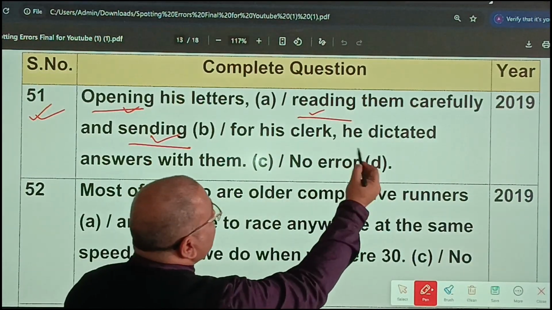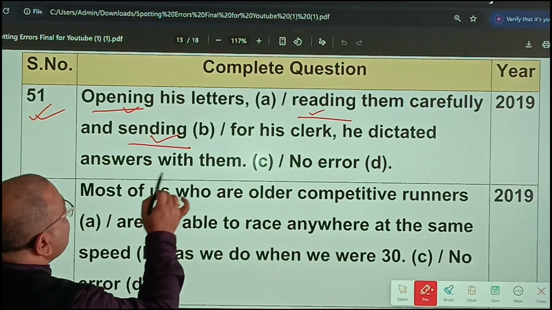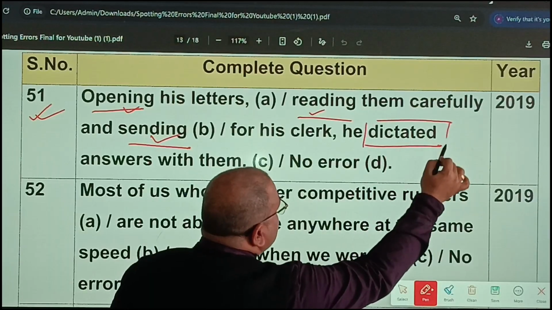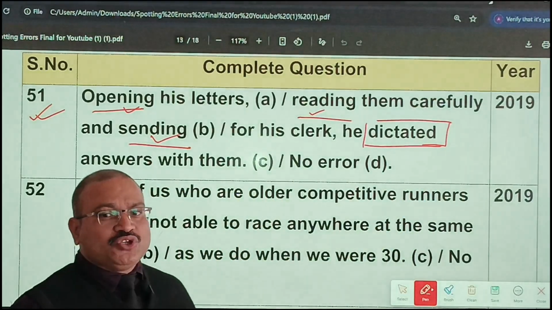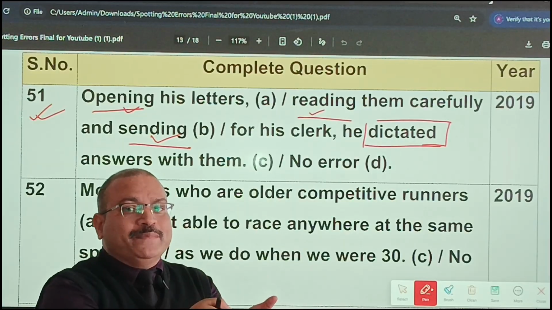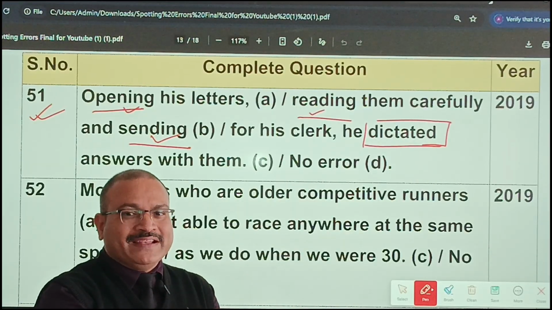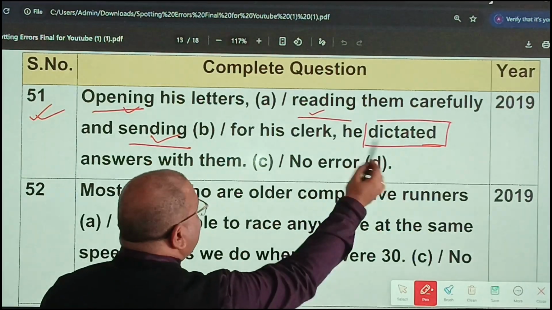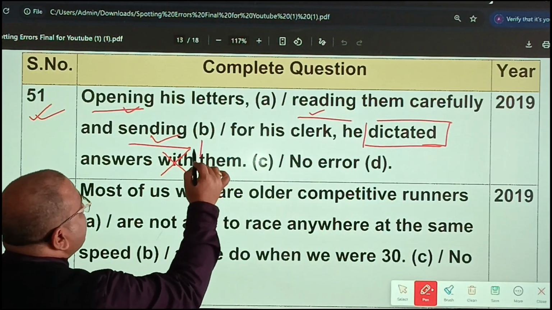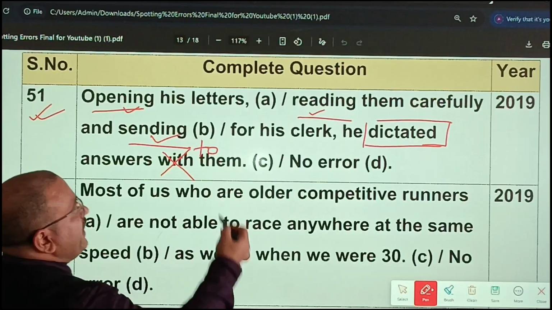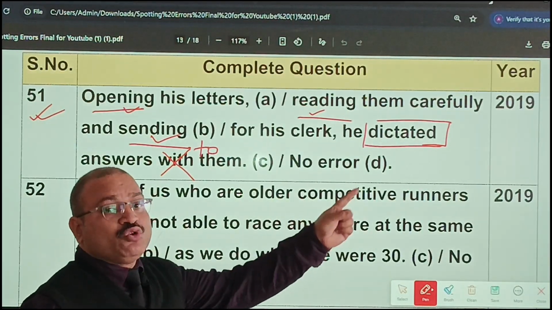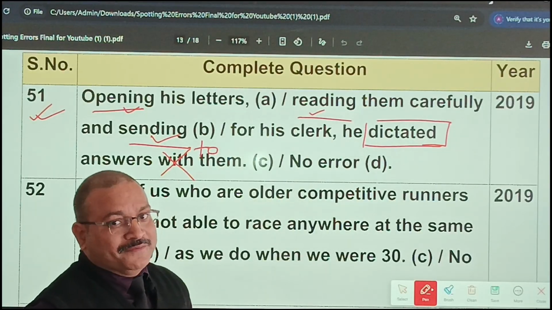Now let us read. He dictated answers with them. Now, the verb dictate takes the preposition to, not with. We dictate anything to a person, not with a person. So what is wrong? He dictated answers with them is wrong. He dictated answers to them. So this is what kind of error? Wrong preposition with the verb.